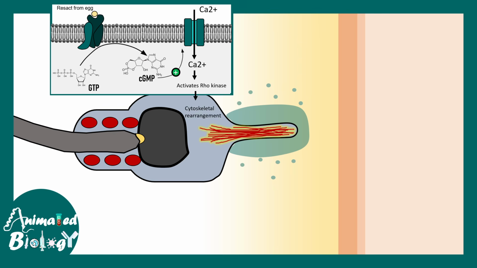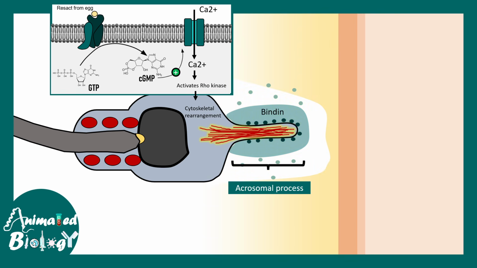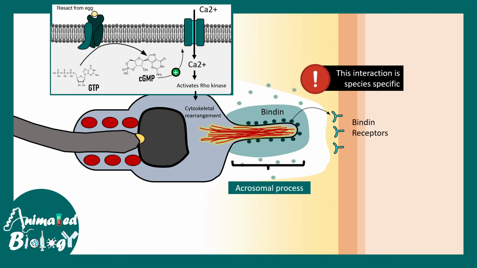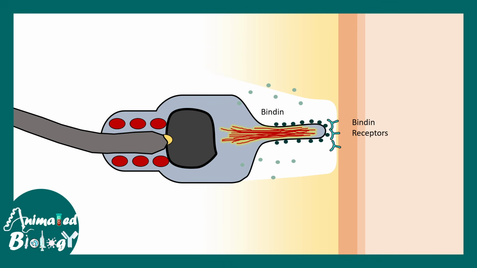Rho kinase helps in cytoskeletal rearrangement that creates the acrosomal process, which is a thin filament of actin fibers. Now here we can see that on the outside of this acrosomal process there is bindin. Bindin is a molecule that would eventually bind to the binding receptor on the other side, in the egg membrane. So this bindin and binding receptor interaction is really important, and this interaction is also species specific.